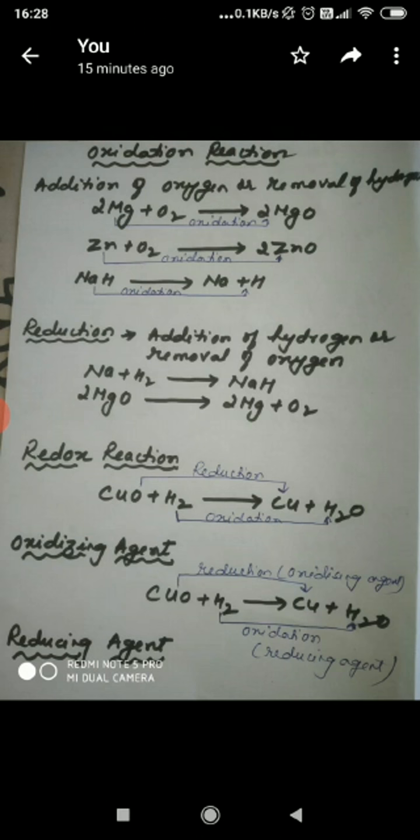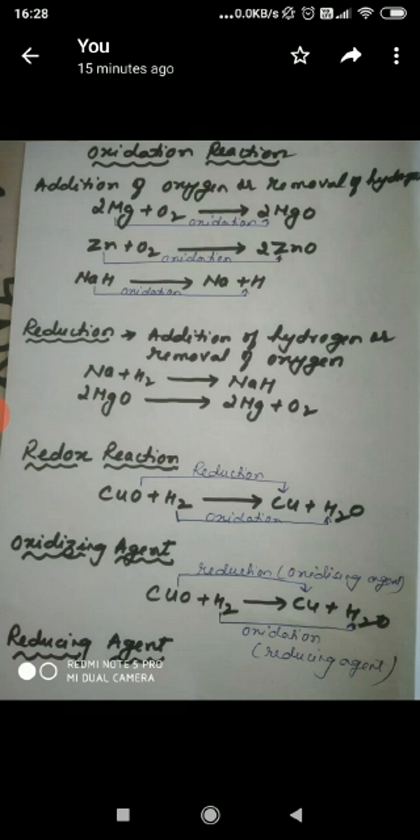Second case is removal of oxygen. See the example of magnesium oxide. When magnesium oxide breaks, it forms magnesium and oxygen. Here there is removal of oxygen from magnesium oxide, forming magnesium and oxygen.